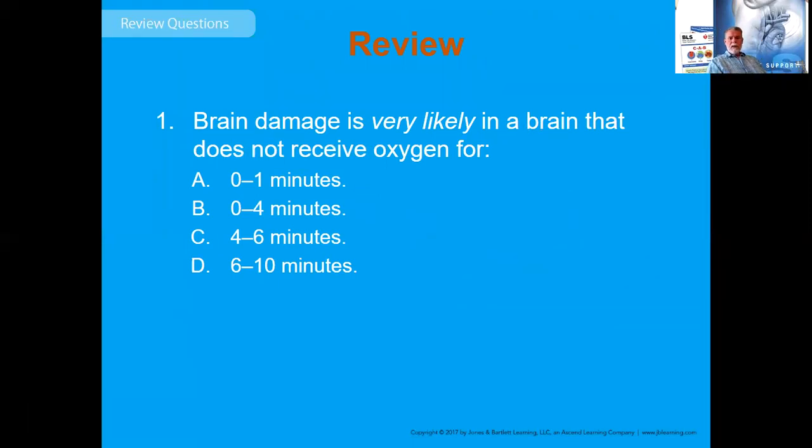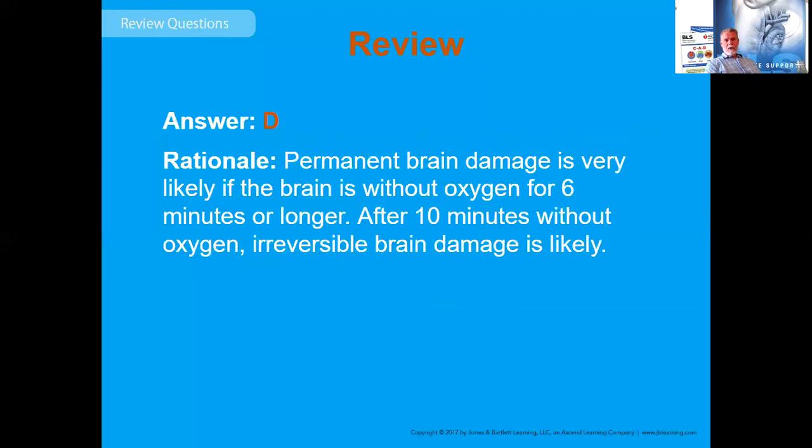And as promised, I'm going to take you through the first page here. Brain damage is very likely in a brain that does not receive oxygen for how long? If we think of those slides, 4 to 6 minutes could be somewhat likely, 6 to 10 minutes, very likely. So kind of just think back to what that slide presented, and you should remember that. Boom, D. Permanent brain damage is very likely if the brain is without oxygen for 6 minutes or longer.